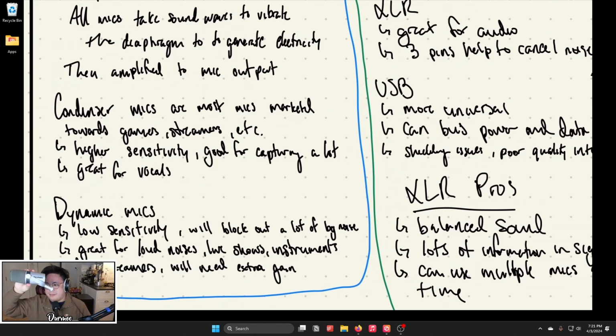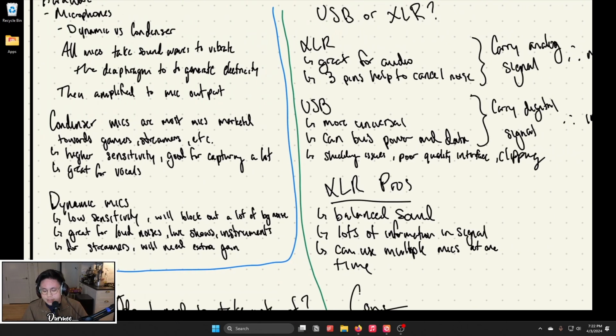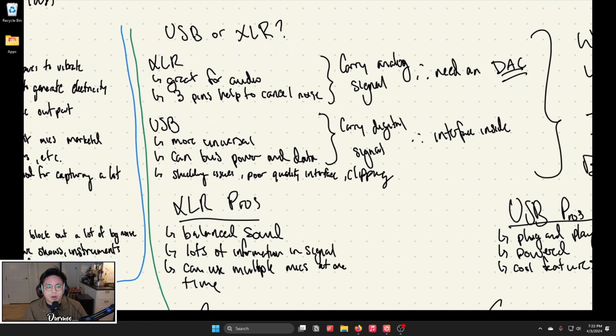So this is my old mic. You can see the back of this. You see this little 3-pin hole over here? This is actually XLR. And then obviously everyone knows what a USB is. So why is there such a debate between USB or XLR?